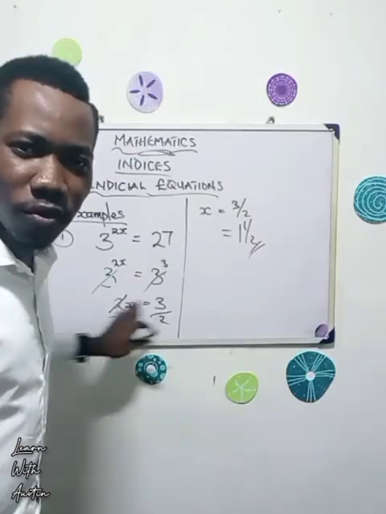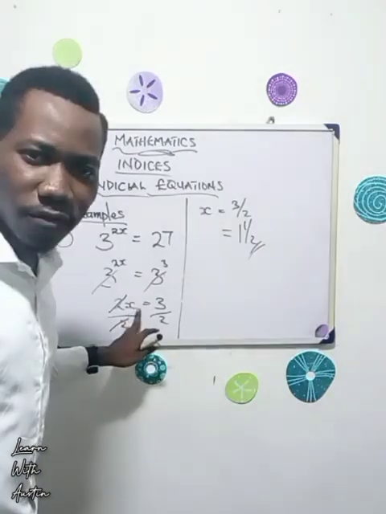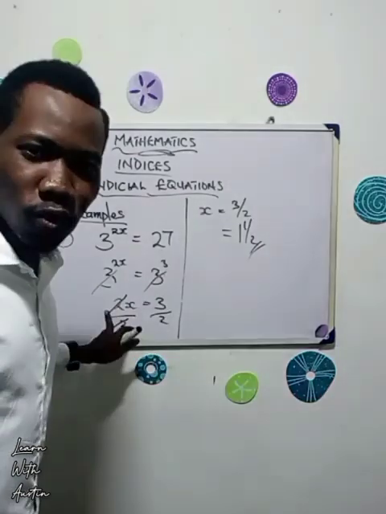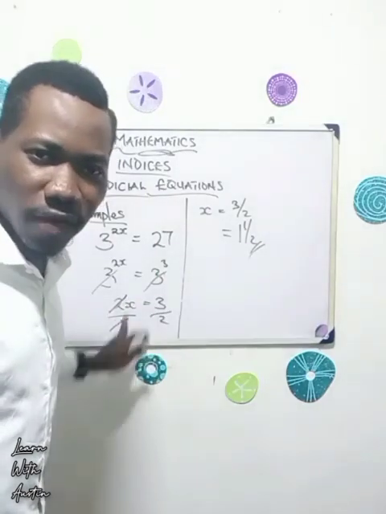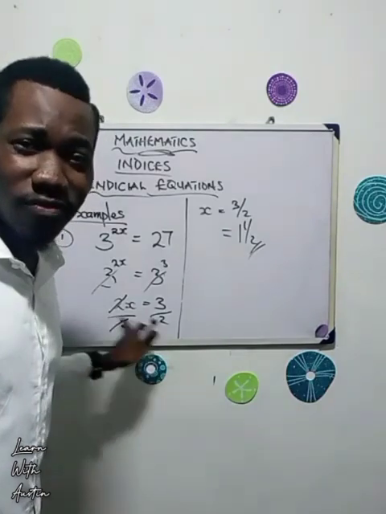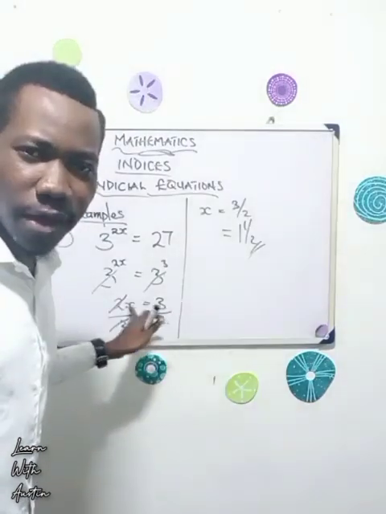We are going to divide both sides by 2 because we need the value of x. We need to cancel out this 2. So for us to do that, we are going to take the reverse operation, which is division. So we are dividing by 2.